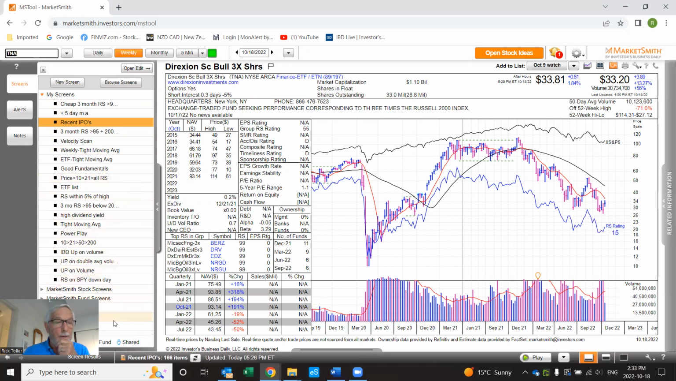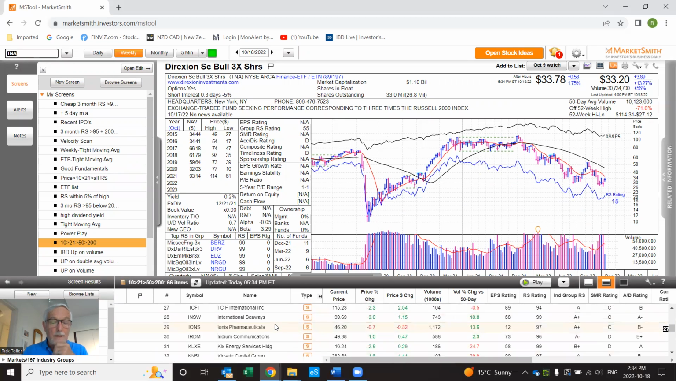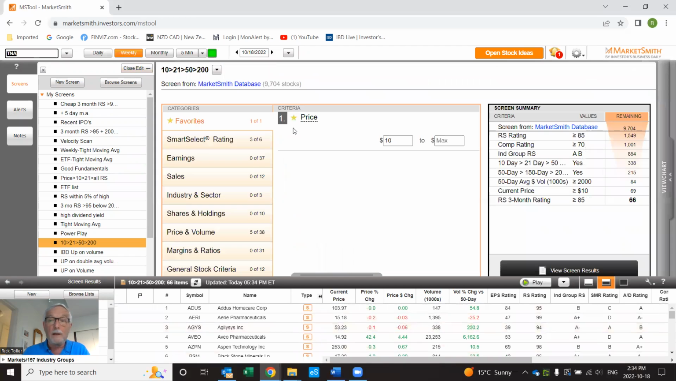But I'm going to start with one that suits my criteria. This is what I call a 10 is greater than 21, which is greater than 50, which is greater than 200. So the minute I click that, it does a search. It does a screen of the entire database, and I see it's come up with 66 items. So I expand this, and they're listed alphabetically. So there's 66 stocks that today meet the criterion. If I open edit, I can see what my criteria is. So the MarketSmith database starts with 9,704 stocks.